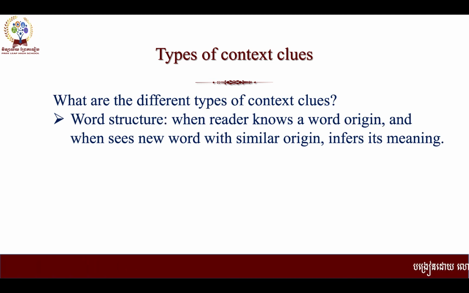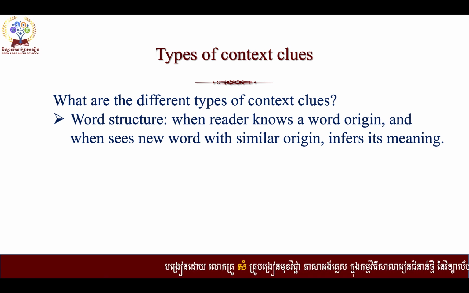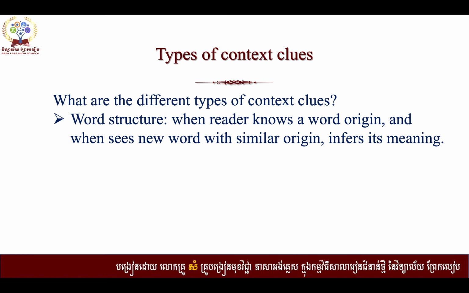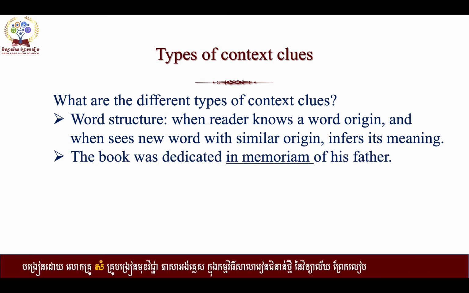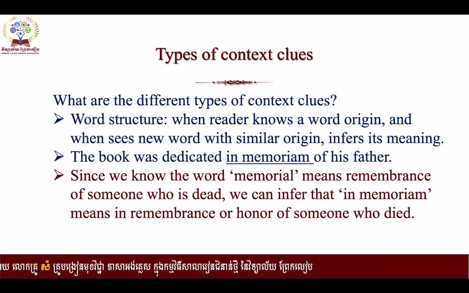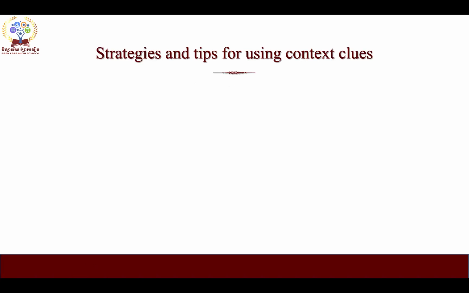So one more example of a context clue is word structure. So when we know a word origin, so we recognize the word, but it's a different word, right? And we see the new word with similar origin, we can infer its meaning, right? So the book was dedicated in memoriam of his father. Since we know the word memorial means remembrance of someone who is dead, right? We can infer that in memoriam means in remembrance or honor of someone who died, right?